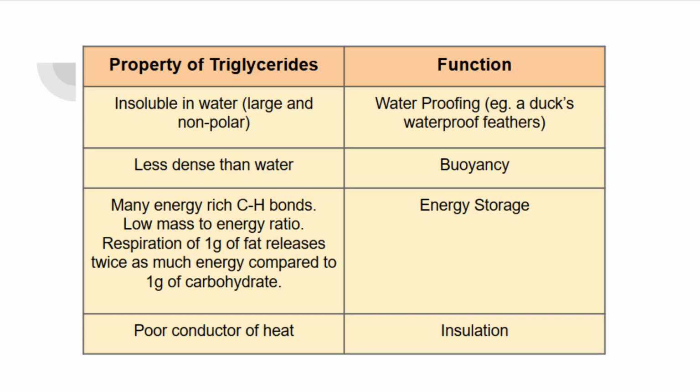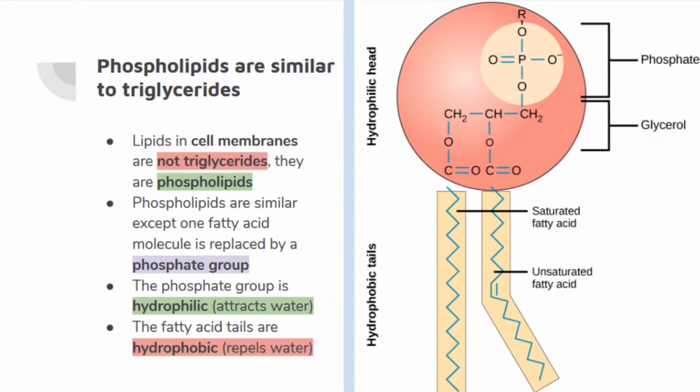Finally, phospholipids. These are similar to triglycerides, but a phosphate group in place of one fatty acid chain. The phosphate head is hydrophilic, loves water, and polar. It is therefore water-soluble. The two nonpolar hydrophobic tails, the fatty acid chains, repel water. Phospholipids are the main components of the cell membranes, also known as plasma membranes.